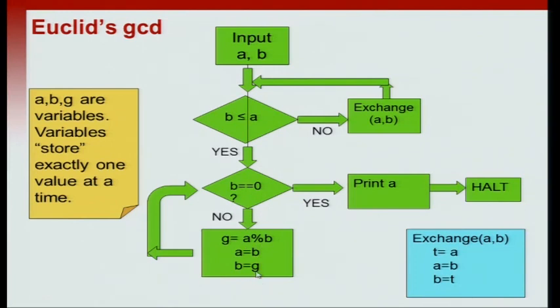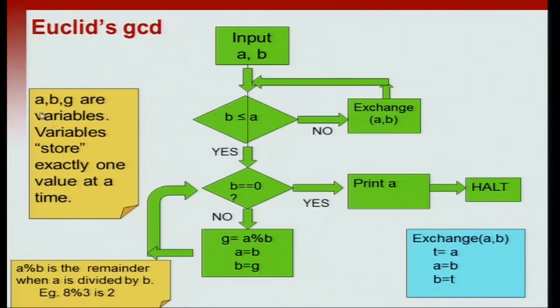G. Okay. So, A, B and G are what are known as variables, and variables are used in programming to store exactly one value at a time. Okay. So, at any particular time it will have one value, then after the execution of another instruction it will have a new value and so on.